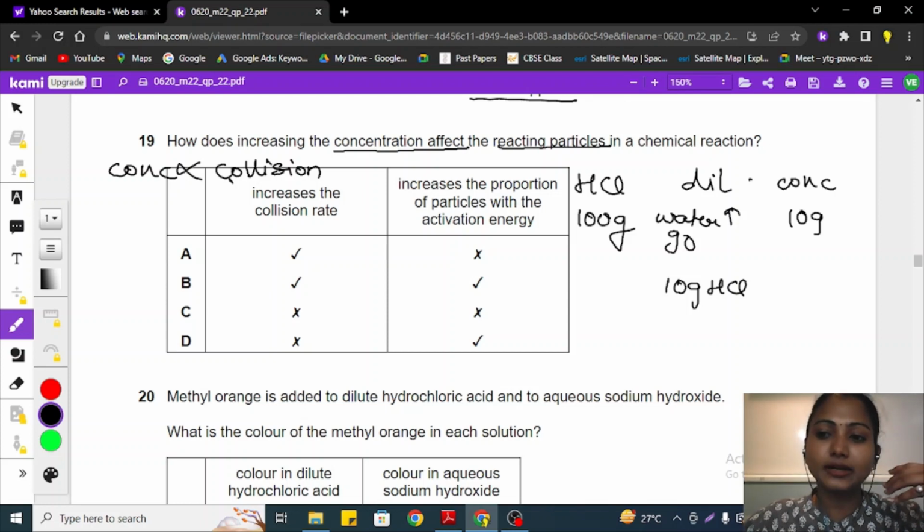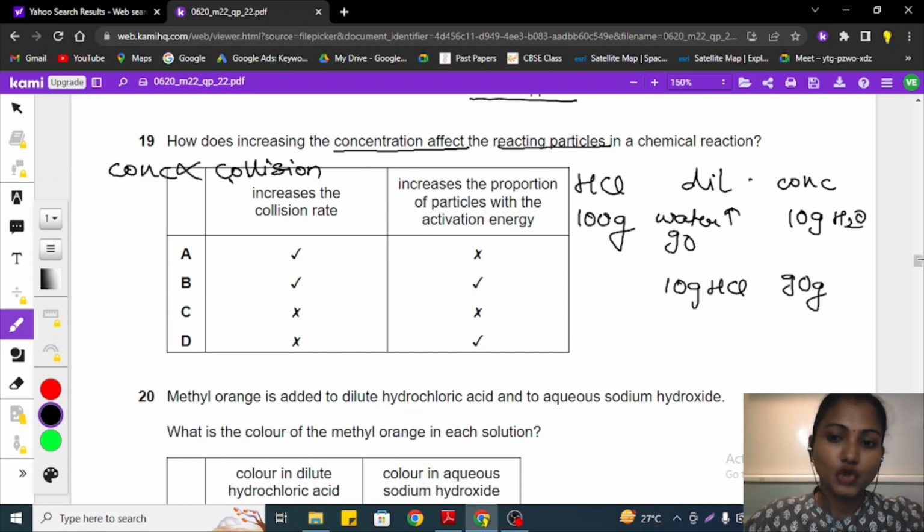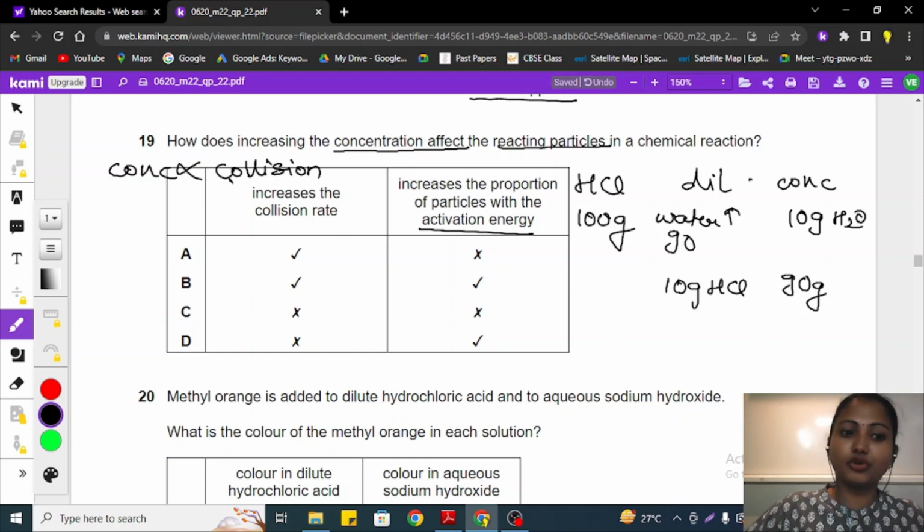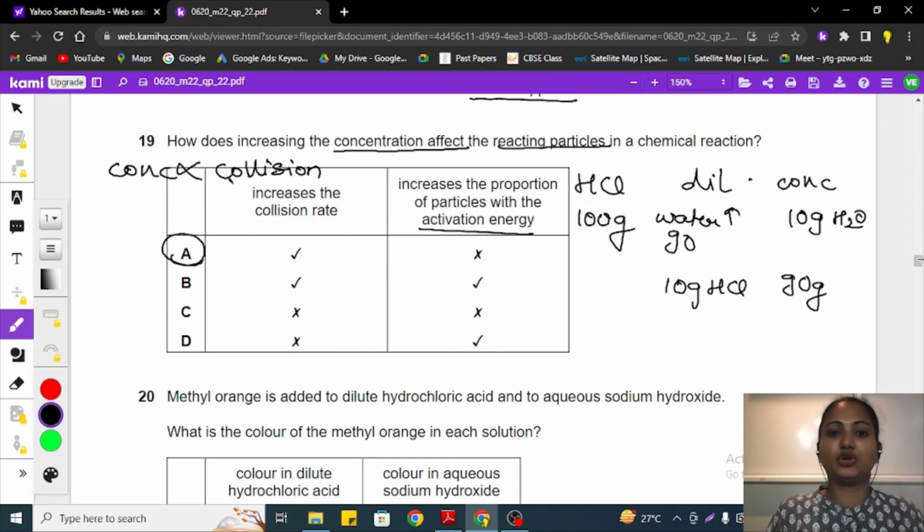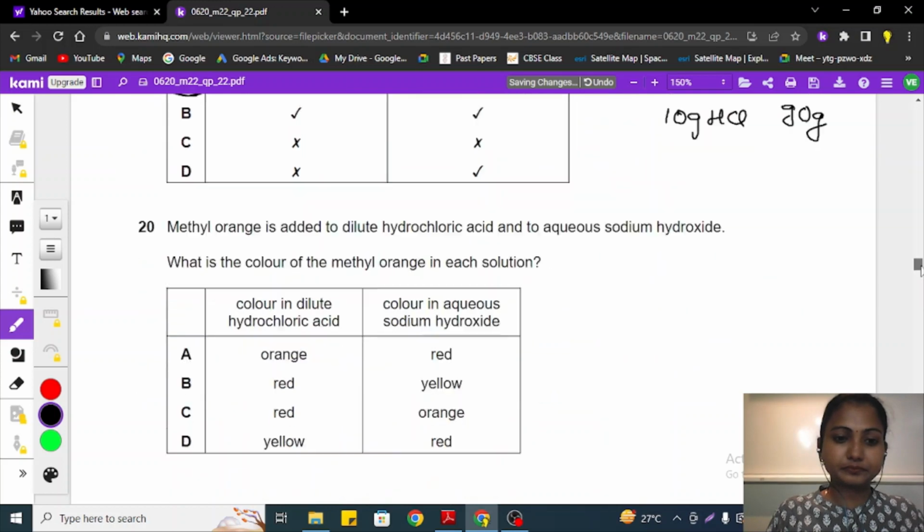I'll be having just 10 grams of water and 90 grams of HCl. So the concentration definitely increases the collision rate between the particles because the particles of hydrochloric acid have increased. Whereas the activation energy for the reaction to take place will have no impact. It is not anywhere connected to it. Therefore, the option A for this particular question is correct.